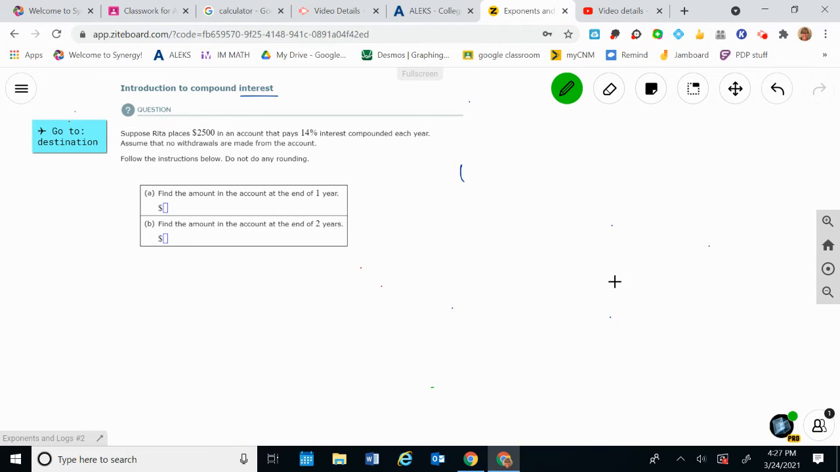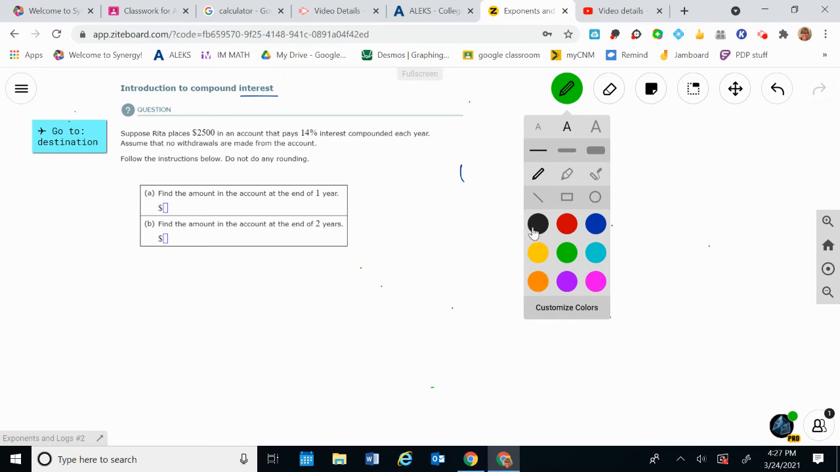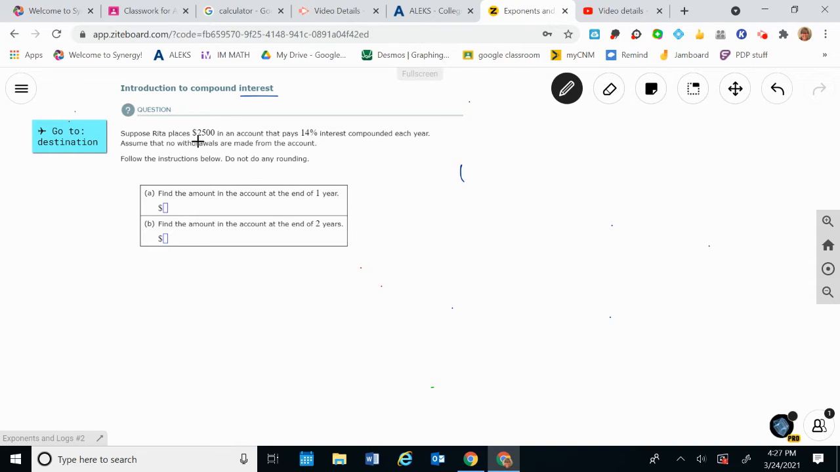All right, so here we go. Okay. So it says suppose Rita places $2,500 in an account that pays 14%. What kind of problems are these? 14%. There's hardly anything that would pay that. Maybe some crazy stock market thing. Banks pay like 0.01 now. It's so stupid. Anyway, okay, it pays 14%. Let's imagine. Okay, assume no withdrawals are made from the account.